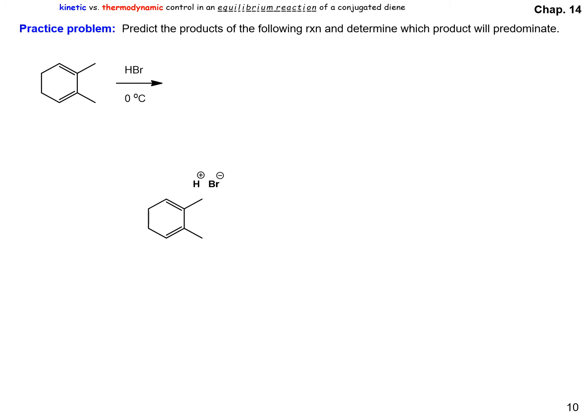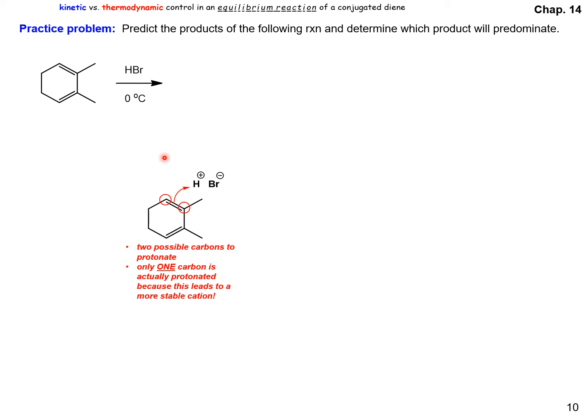Use what you've learned so far to solve this problem. We have a diene that's treated with HBr at 0 degrees. What would be the products and which one would predominate? Well, we have a diene. It's treated with HBr. We are going to protonate it, and then we're going to have to add Br minus to one of the carbons that has a positive charge.